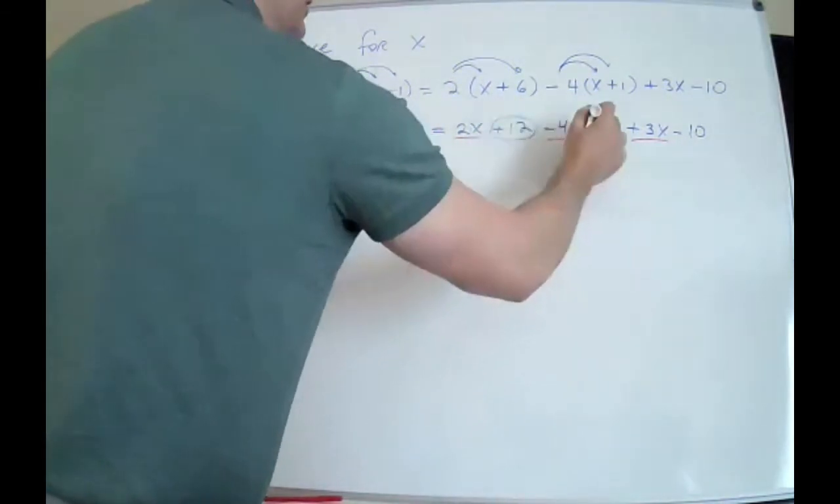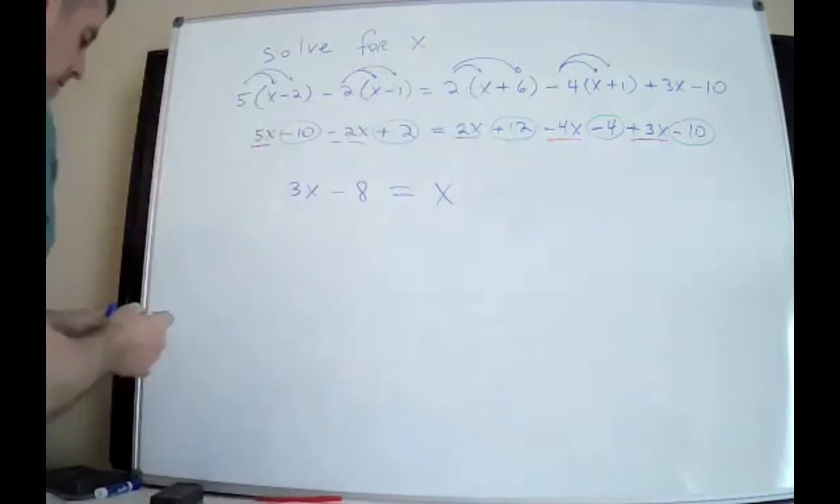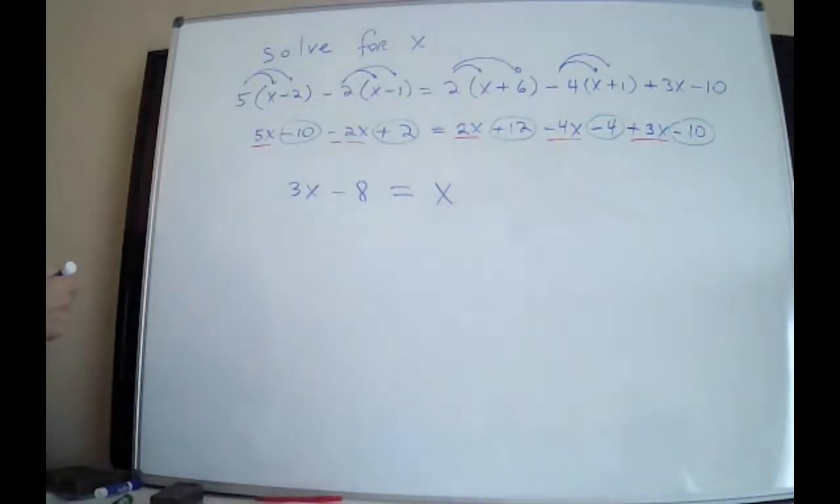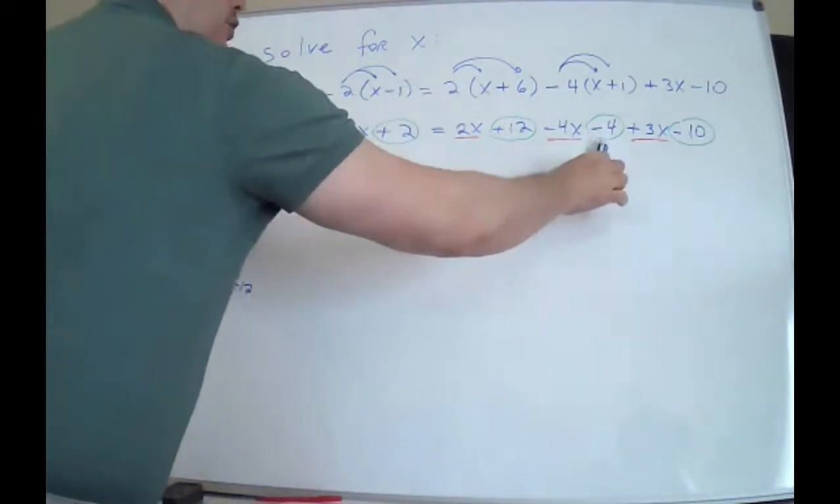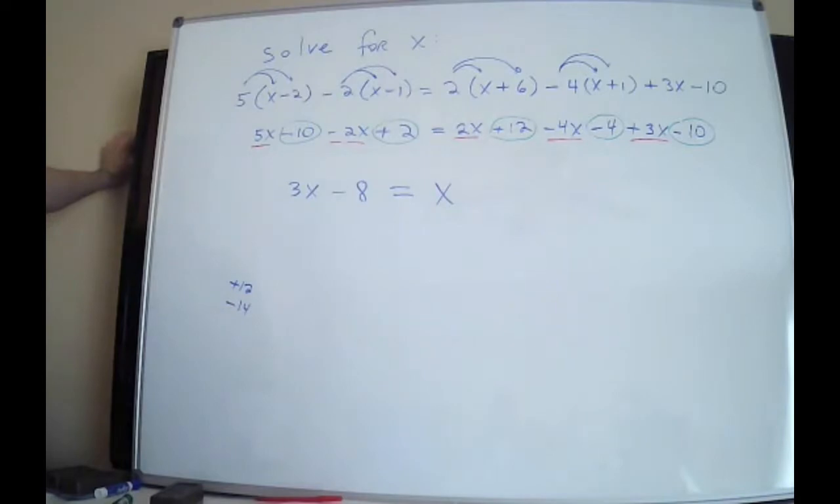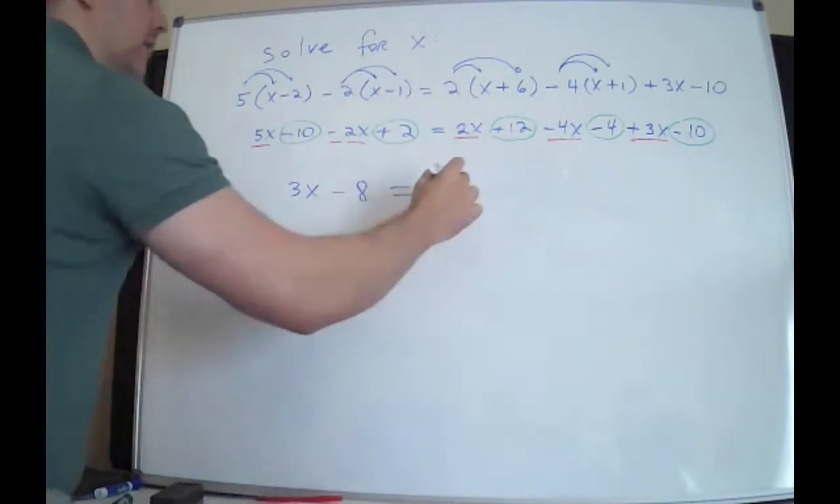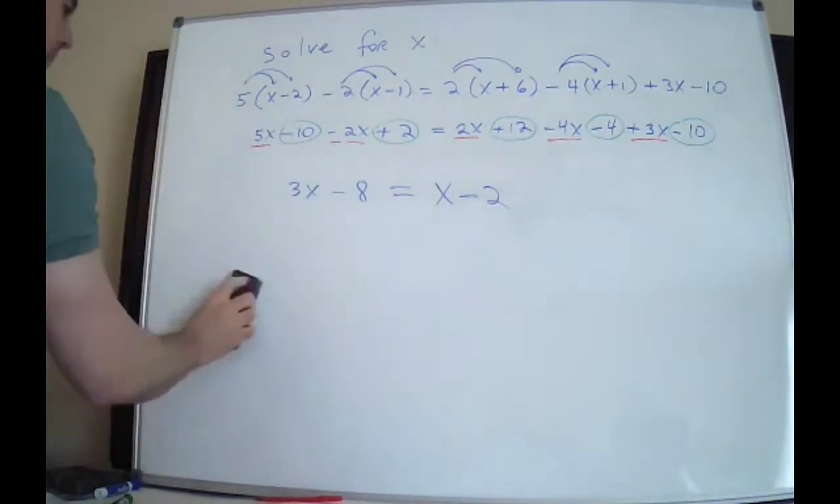So let's see, +12, -4, -10. I got to put all those numbers together. So I have a +12. I lose 4 and I lose 10. That means I lost 14. That's a -2, right? You had $12, you spent 14. So you're down 2.